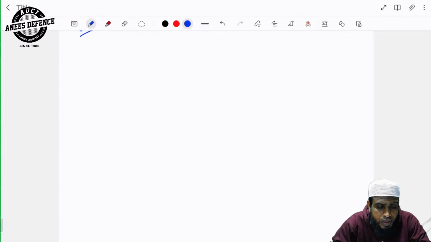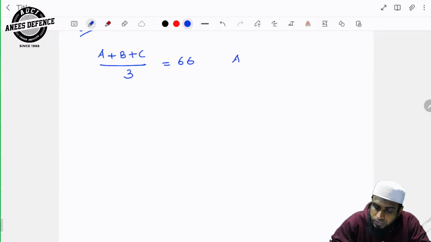The next question. Average mark of A, B, and C is 66. When D's mark is also included, the average is increased by 4 marks. The average will increase by 4 marks, that is 66 plus 4, which means 70.